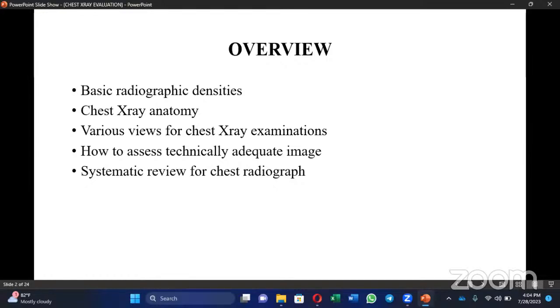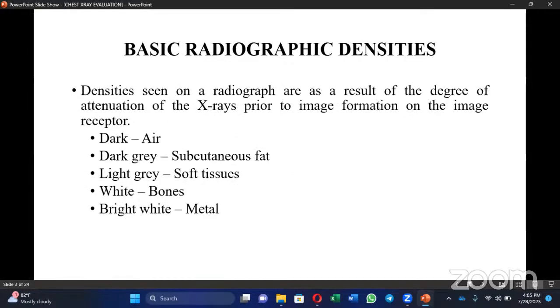With respect to today's session, we'll be looking at the basic radiographic densities, then we move on to the chest X-ray anatomy, then we understand how the various chest X-ray images are viewed, and then we look at the technical adequacy of every image. Before you can read any X-ray image, you should be able to know the technical adequacy of that image before you can make meaning out of it. And then we tackle today's task, which is the systematic review of the chest radiograph.